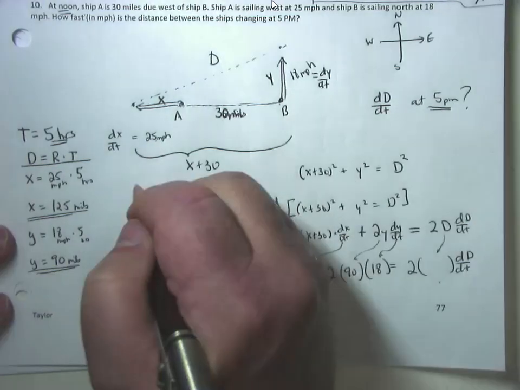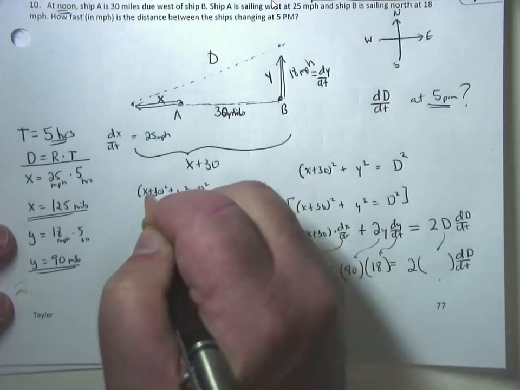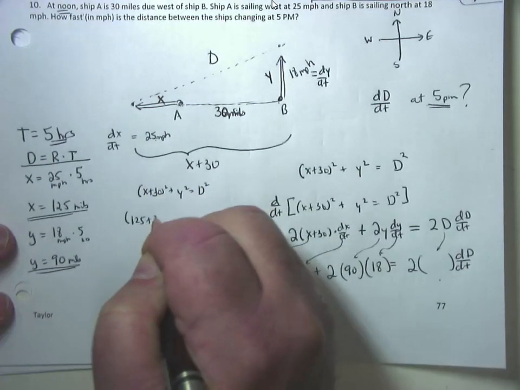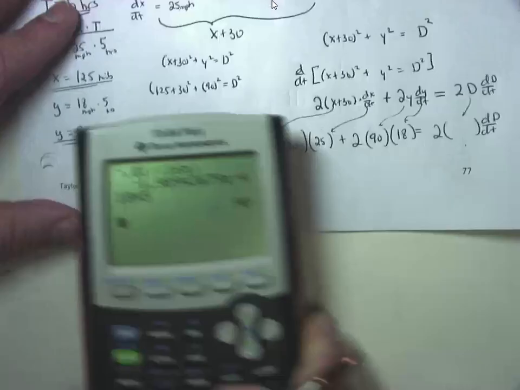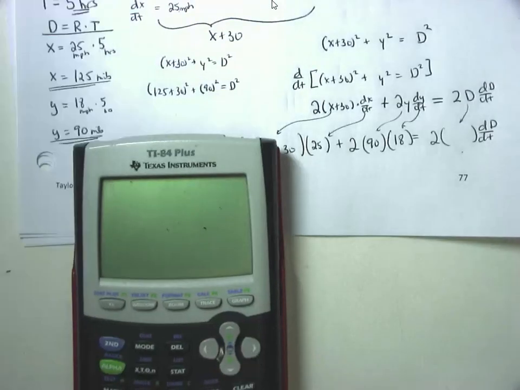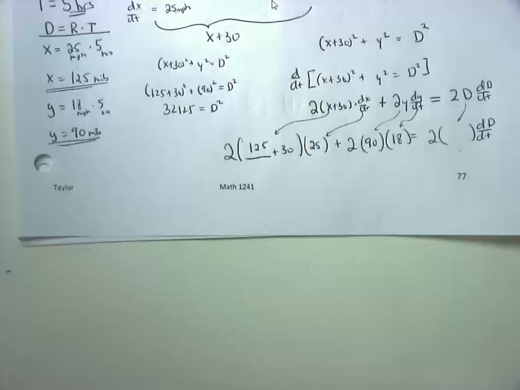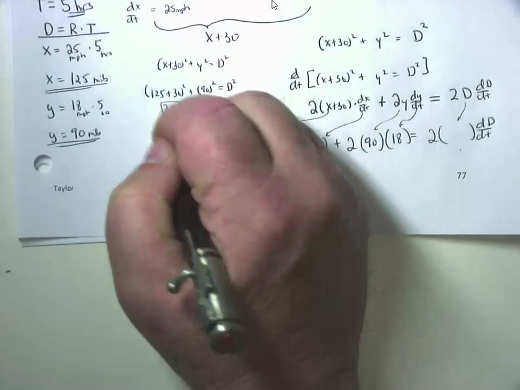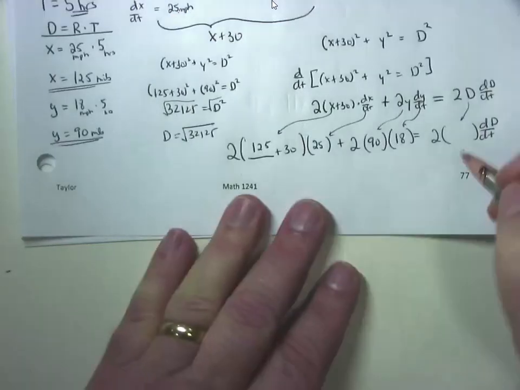To figure out d, you have to go back to this equation. (x + 30)² + y² = d². Now that I know x is 125, (125 + 30)² + y, which is 90, squared, equals d². 125 plus 30, what is that, 155? Squared plus 90² is 32,125. 32,125 equals d². So what's d going to be equal to? Square root. d equals the square root of 32,125. Not a nice number, so I get to plug it in right here.